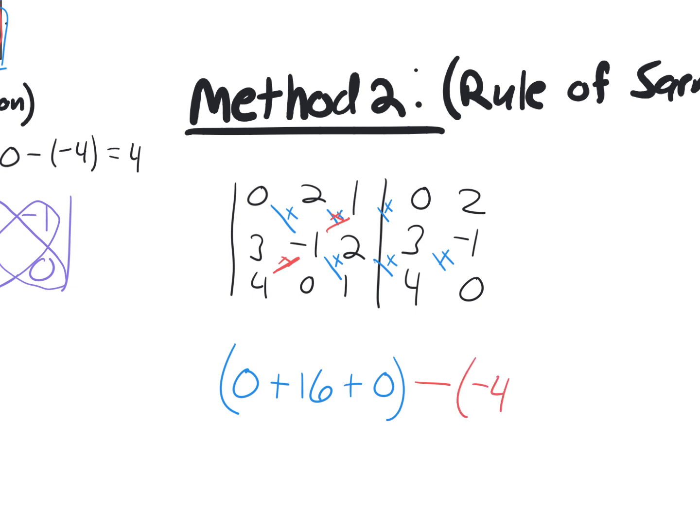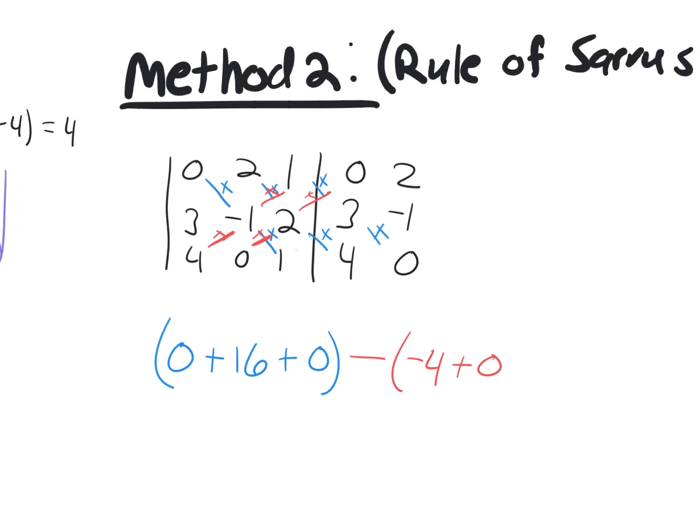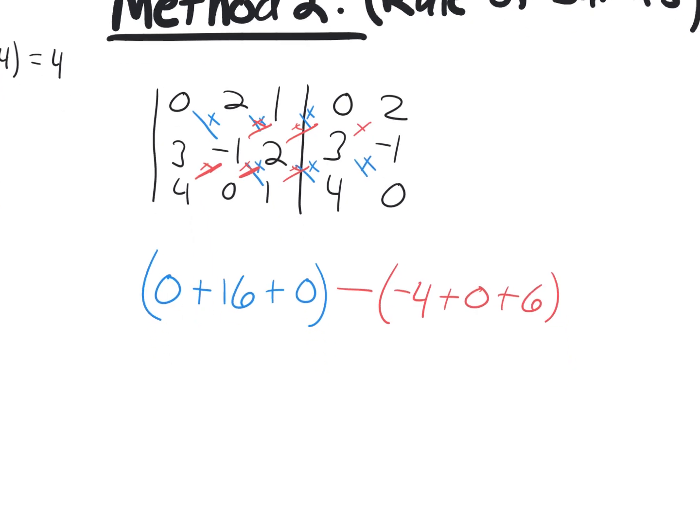Negative 4. Same thing with the next one. 0 times 2 times 0. 0. And then 1 times 3 times 2. Good. And then we simplify these. 0 plus 16 plus 0 is 16. Minus negative 4 plus 0 plus 6 is 2. And then 16 minus 2 is 14. So we end up with the exact same answer, we just did it a different way.